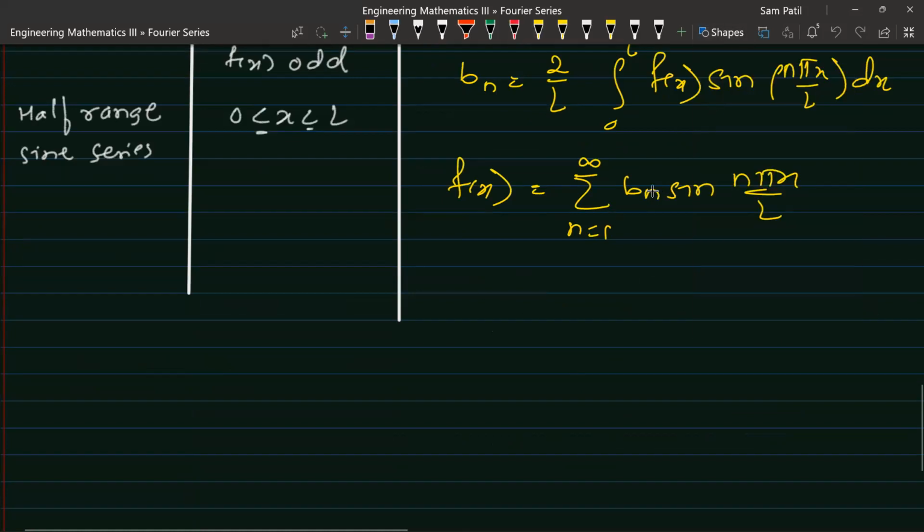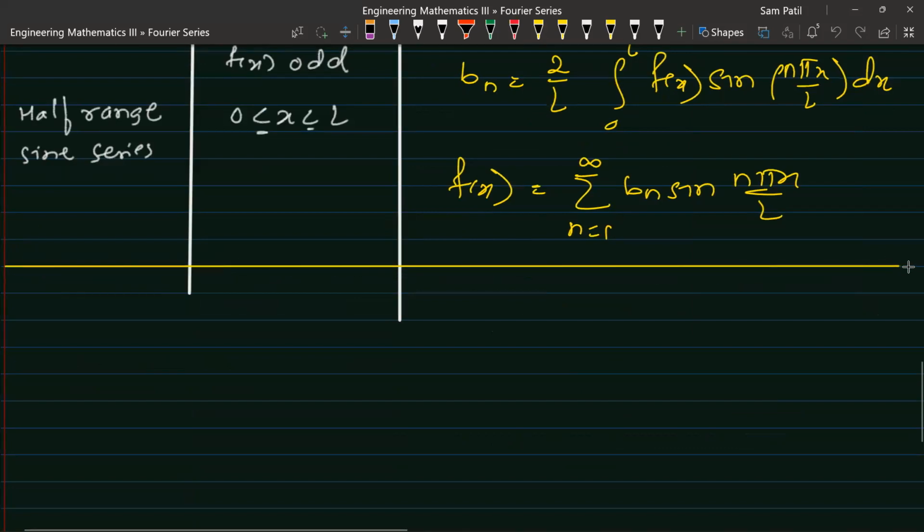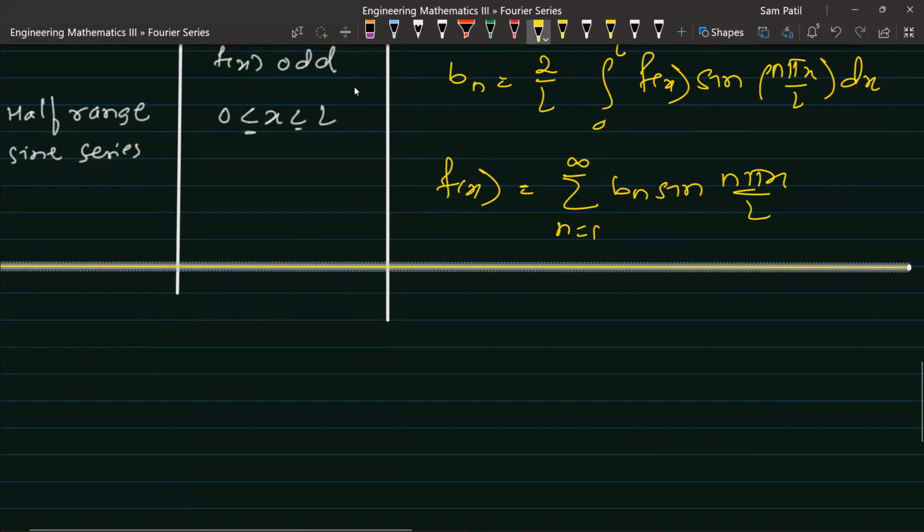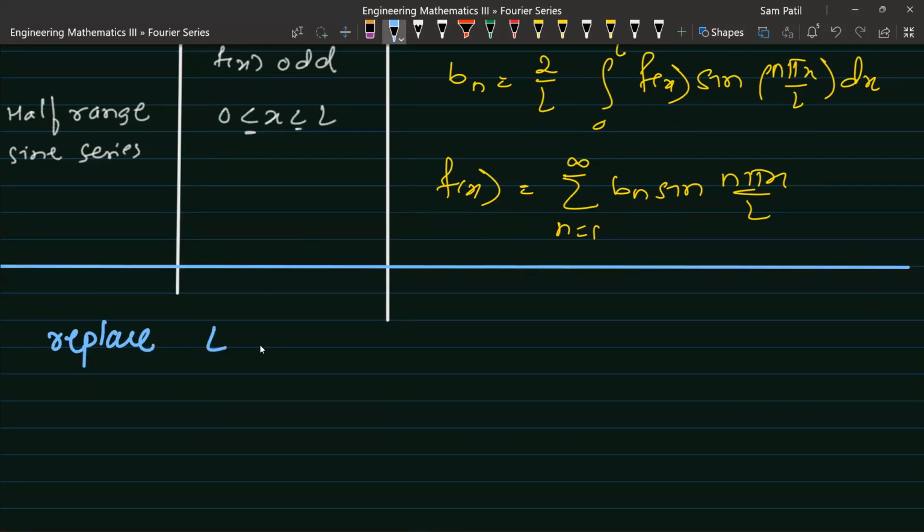Now the same things happen if the interval is 0 to pi or 0 to 2 pi. So if I replace L by pi, then all the results you may write. This is the take home from you: replace L by pi in all the above, and check what the results are.